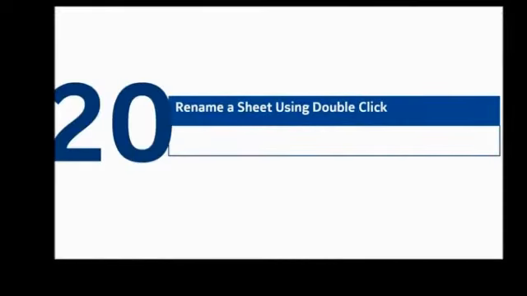Rename the sheet using double click. Yes, most users, when they go in Excel and want to change the name of the sheet, right-click and rename and then write it. Yes, but there's a faster way to do that. Just go on the sheet name and double click. You can see it and write.